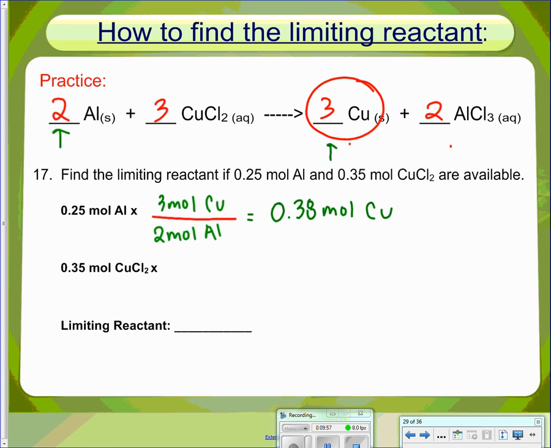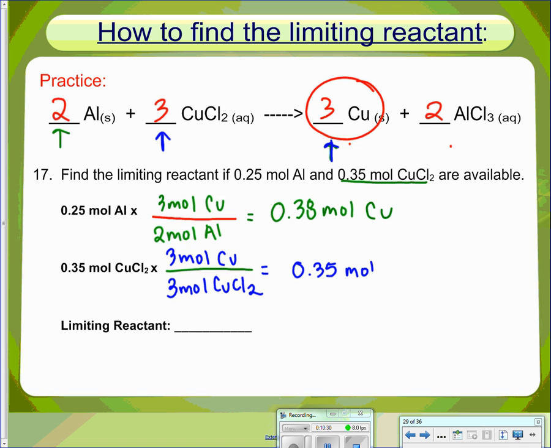Okay. Now I have to do the same exact thing for the other reactant in the problem, because I need something to compare. So now starting with the 0.35 moles of copper 2 chloride, I'm going to do a new mole to mole ratio step between the other reactant, copper 2 chloride, and the same product. So now I have 3 moles of copper 2 chloride for every 3 moles of copper, which comes out to 0.35 moles of copper.